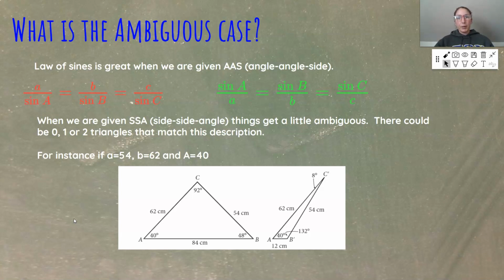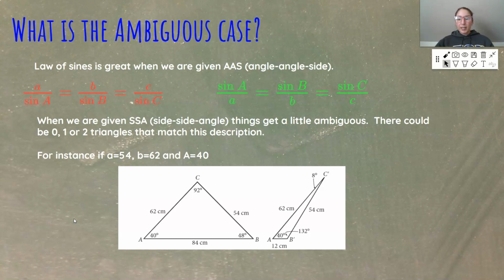It's not like, here's the missing side. It's like, this could be the missing side, or this could be the missing side, or this could be the missing angle. So for instance, if little a is 54, little b is 62, and big A is 40, we actually have 2 triangles that can match this particular description. Little a is 54 in both cases, little b is 62 in both cases, and big A is 40 in both cases. But there are 2 valid triangles that have this description.